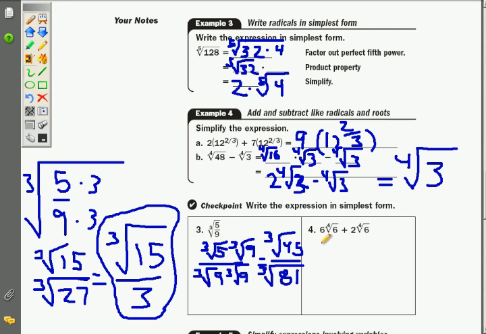Awkward. 6 times the 4th root of 6 plus 2 times the 4th root of 6. Well, that's going to be 8 times the 4th root of 6. And the 4th root of 6 is really nothing special, so you just leave it just like that.